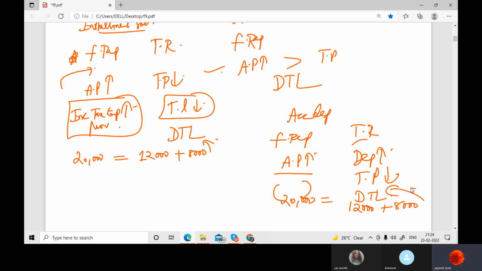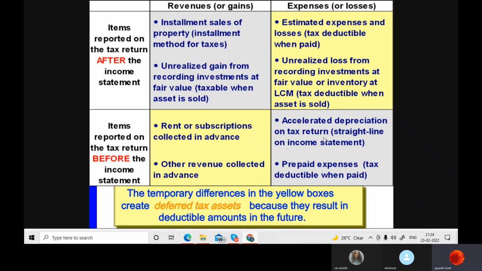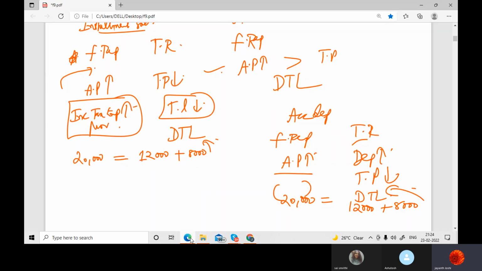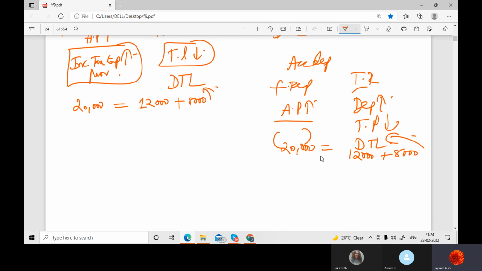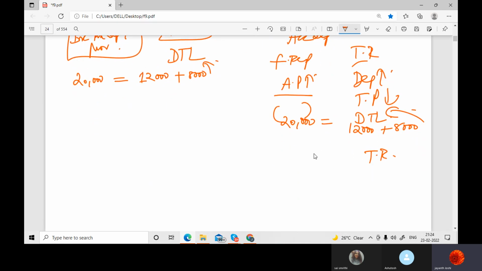So 8,000 is your DTL. Okay, that is understood. And the next one, prepaid expenses. That means you already paid it, and you have shown that here in the beginning, but you showed it later in the tax return. So again taxable profits are less and a DTL is created. Accounting income is higher than tax profits. So these four things create deferred tax liability.